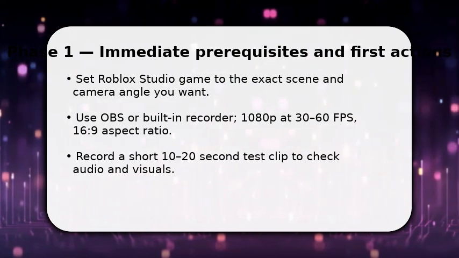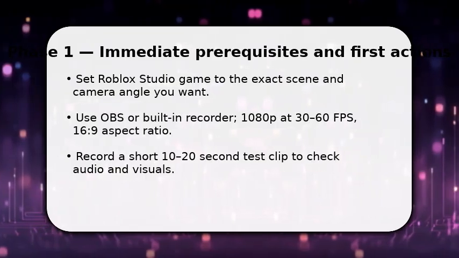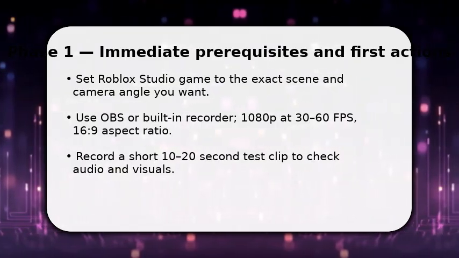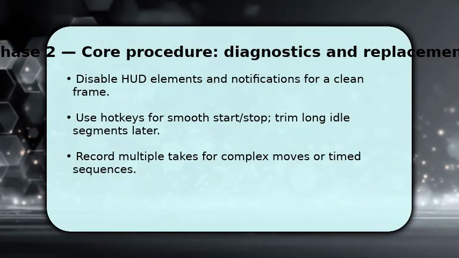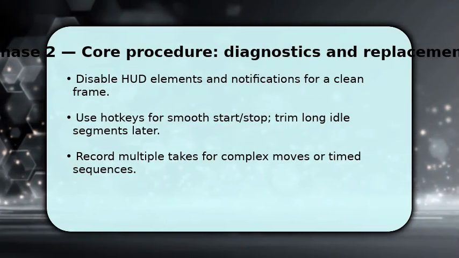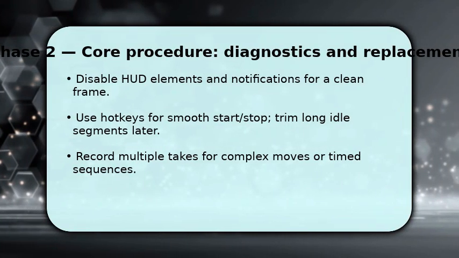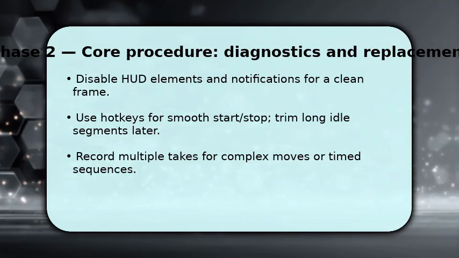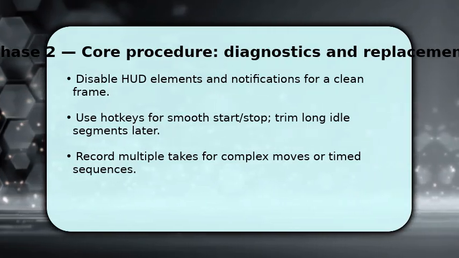Now you record the main gameplay, focusing on smooth inputs and predictable timing. Disable HUD and notifications to keep the frame clean. Use hotkeys to start and stop recording sharply so you avoid long dead space. Then you can trim excess later.